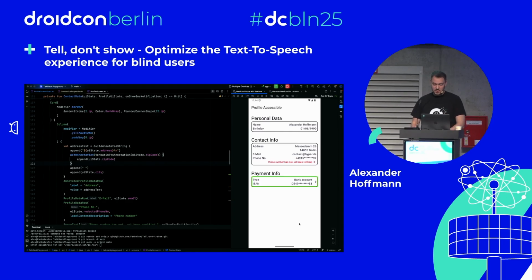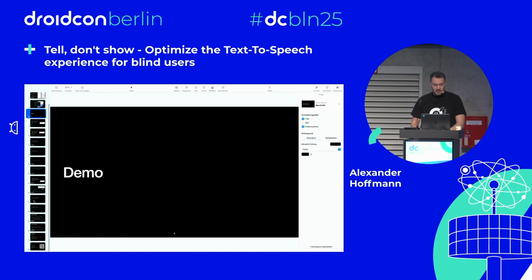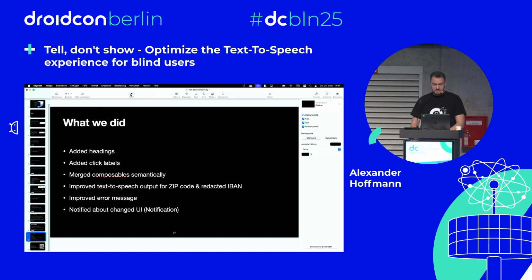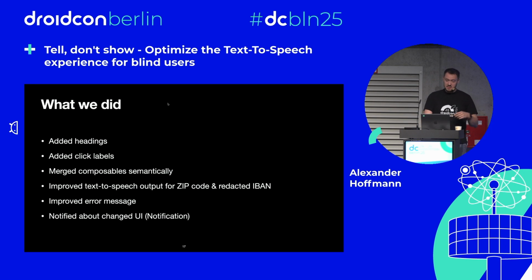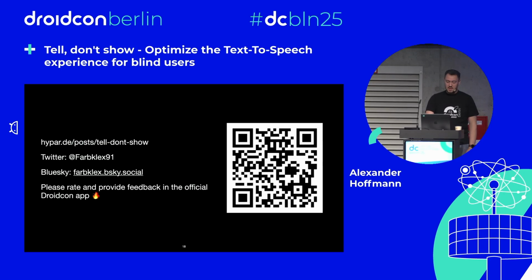But quite honestly, what we did is we added headings, added click labels, we merged composables, we improved the text-to-speech for the zip code, we improved error messages, we notified the user about the change in UI, but there's still so much more to do. So I hope that this gives you a glimpse into what you need to do to improve just a little bit, so that you are aware of how you can improve the text-to-speech experience for your blind users.